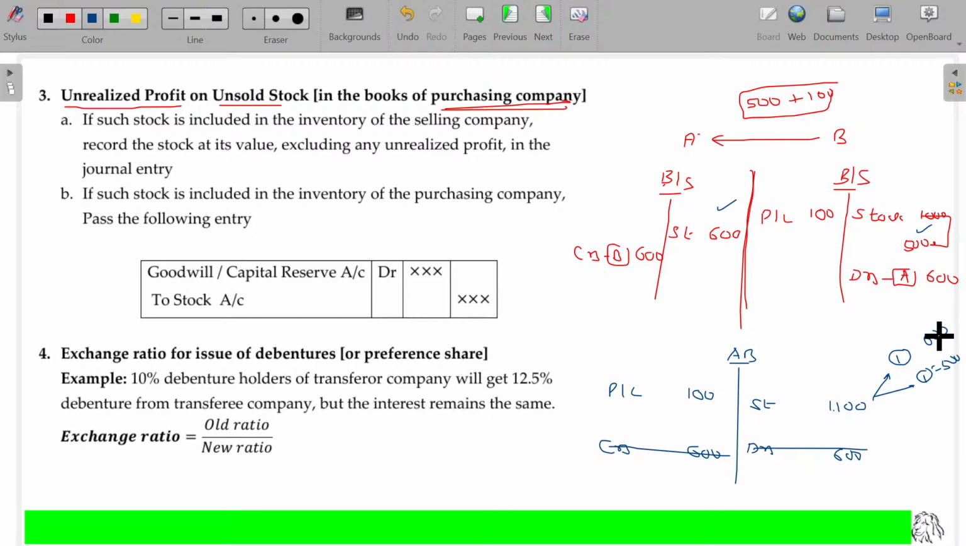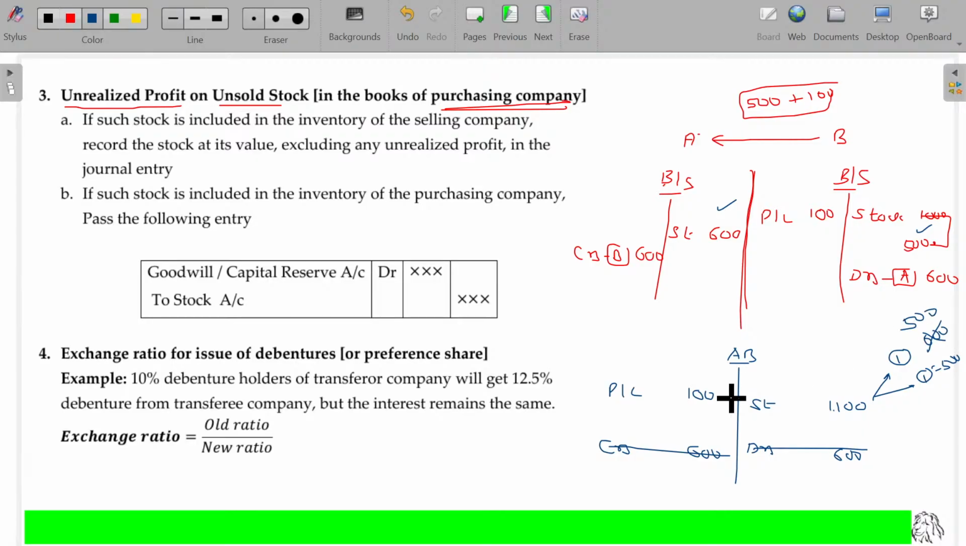So hereafter, as per AS number 2, you have to value the stocks at cost or market value, whichever is lower. So hereafter, this should also be rewritten to 500 rupees.